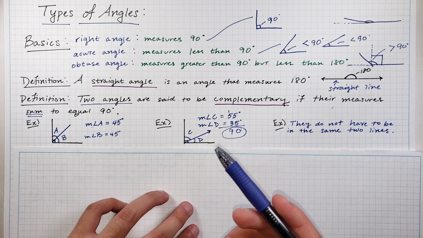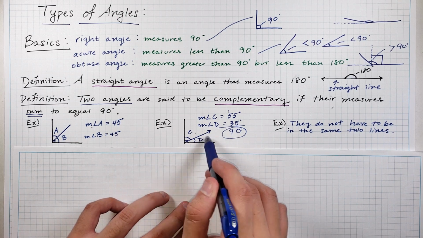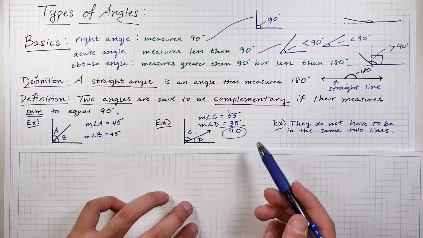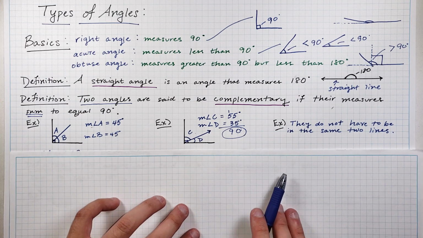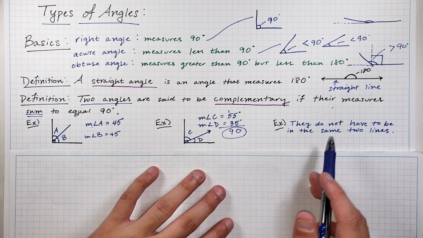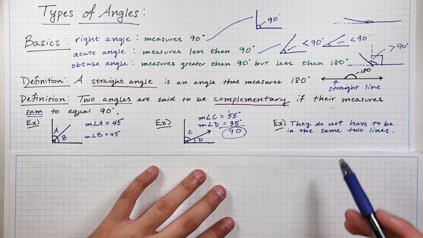It's just saying that if you have two angles and their measures add up to be 90 degrees, then you say that they're complementary. All right, let's look at this last example real quick and what it says. This last example says they do not have to be in the same two lines.